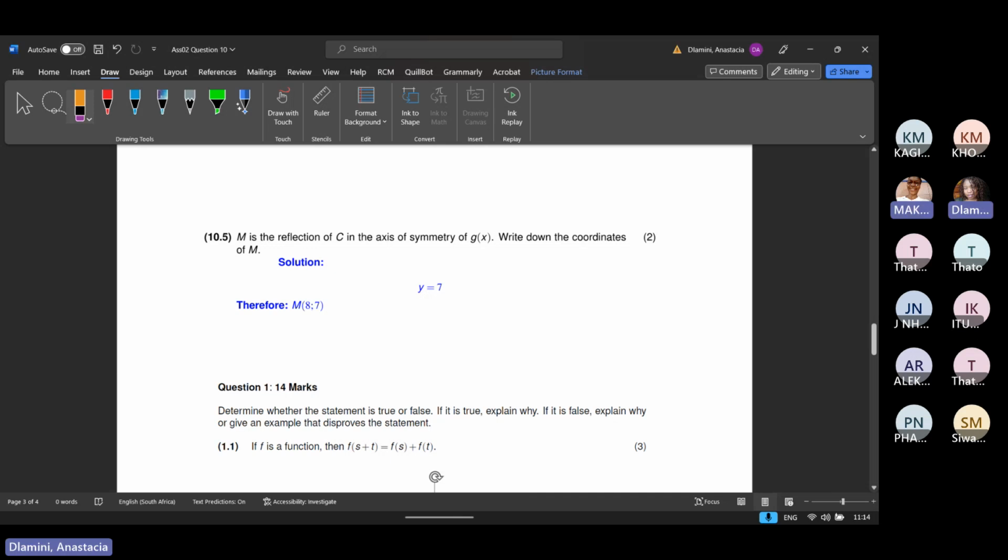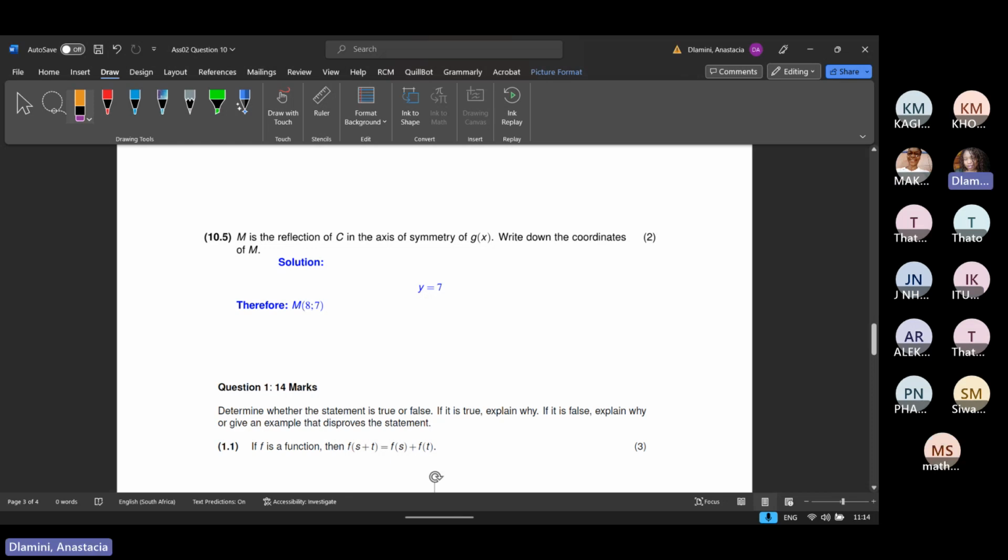Okay, those who say true, can one person explain? I know I said I will not ask you why, but can you explain why you say true, and why you say false? Please do not keep quiet. I think the f is multiplying what is inside the bracket. So f multiplying s will be f times s plus f times t.